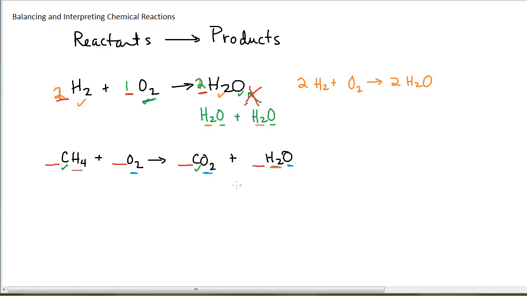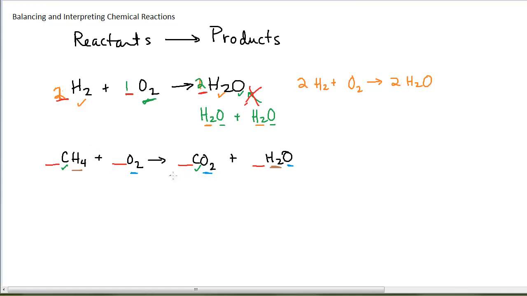Notice that oxygen shows up in 2 different places here on the right-hand side of the arrow. That makes it harder to balance, and anything that's difficult to balance, you want to save for last. Essentially what usually ends up happening is that the hard ones to balance end up getting balanced before you're finished. By balancing the easy ones, often the hard ones get balanced in the process. Sometimes they don't, but often that's the case, so you always want to save the hard ones for last.